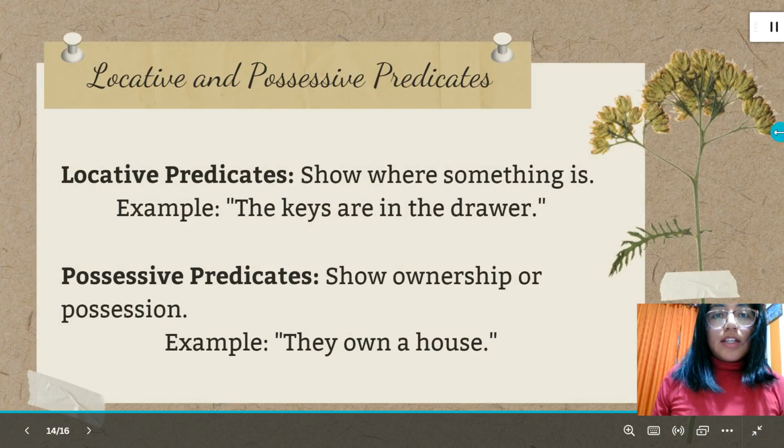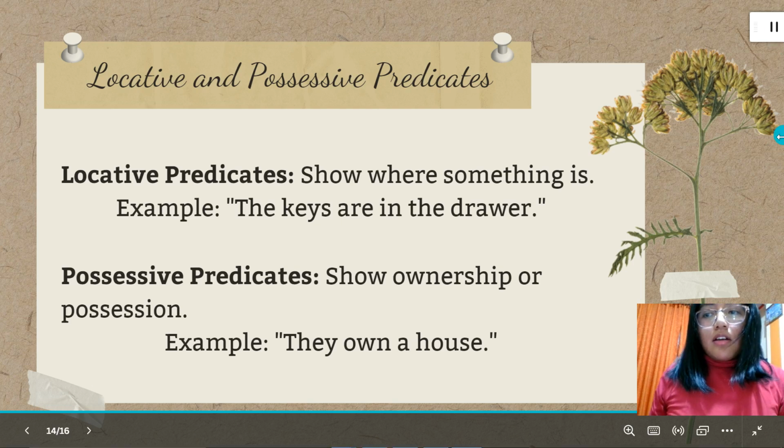Okay, the last one is locative and possessive predicates. Locative predicates tell us where something is, like the keys are in the drawer, and possessive predicates show ownership, like they own a house. Both types give specific details about the relationship that exists.